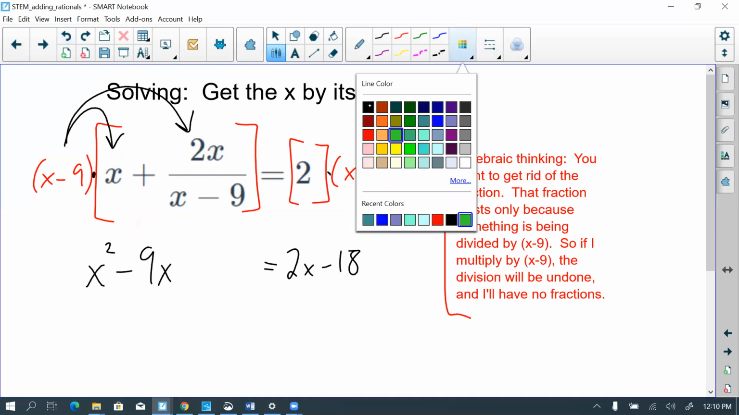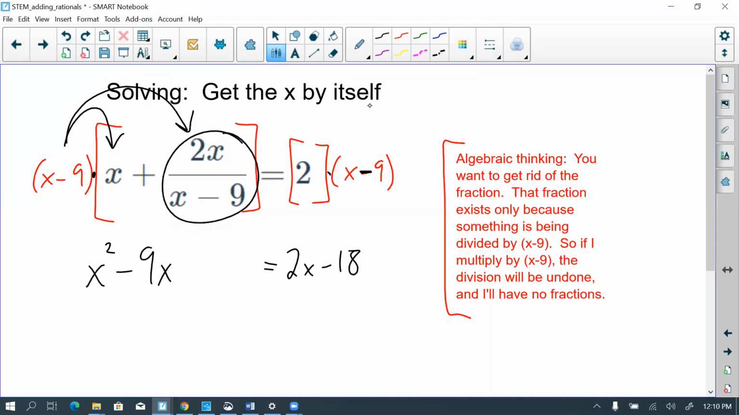Then, when I multiply x minus 9 times this big fraction, realize what's happening. Think about 2x. 2x is being divided by x minus 9, and then it's also being multiplied by x minus 9. Well, dividing by x minus 9 and multiplying by x minus 9 completely cancel each other out. So all that's left is just 2x.